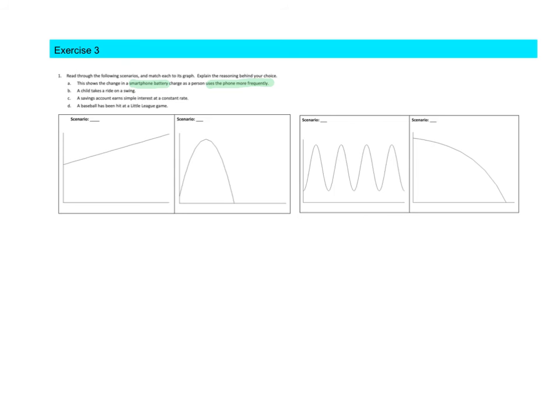Okay? The next one, a child takes a ride on a swing. The next one, a savings account earns simple interest at a constant rate. And the last one, a baseball has been hit at a Little League game. Okay? So match these graphs, and you'll notice that these graphs don't have any numbers on them, but I want you to do your best. Okay?